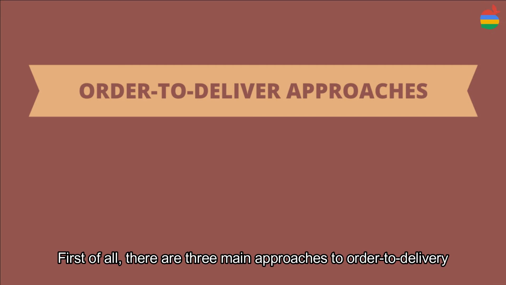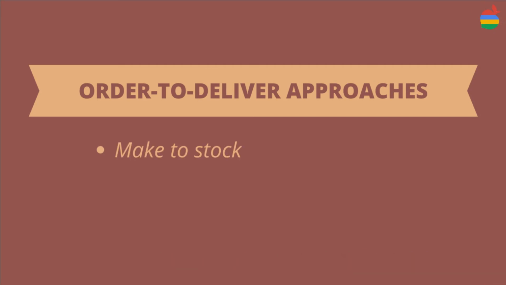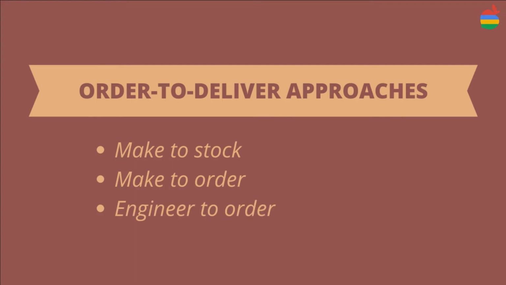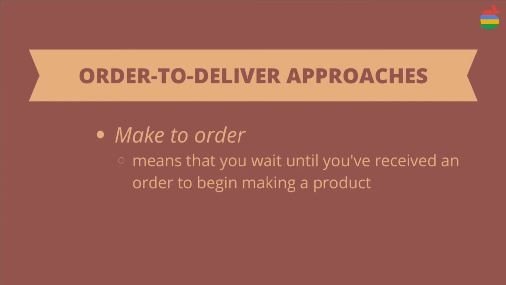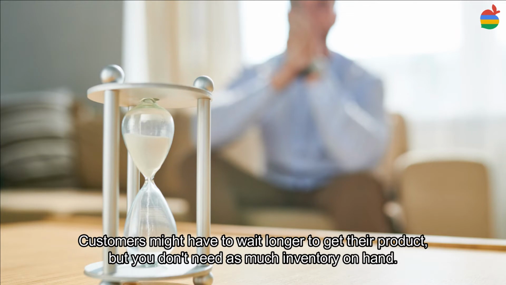First of all, there are three main approaches to order to delivery: make to stock, make to order, and engineer to order. Make to stock means that you forecast what you think your customer will want, and then you make it and store it in your inventory, hoping that they will buy it. Make to order means that you wait until you have received an order before making a product. Customers might have to wait longer to get their products, but you don't need as much inventory on hand.